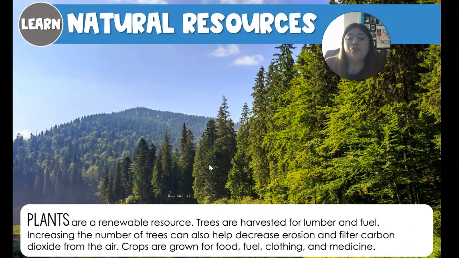Plants are a renewable resource. Trees are harvested for lumber and fuel. Increasing the number of trees can also help decrease erosion and filter carbon dioxide from the air. Crops are grown for food, fuel, clothing, and medicine.